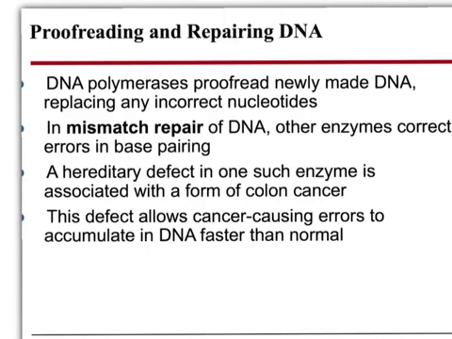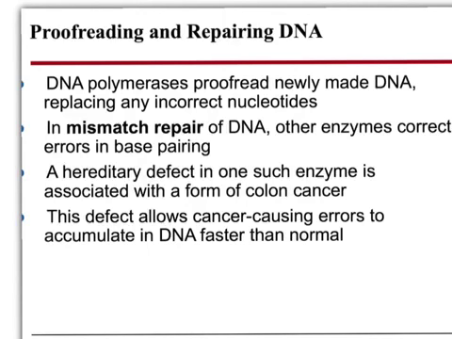So when there's a C to a T base pair instead of an A to a T, an enzyme will recognize that mismatch, cut it out, and DNA polymerase will put the right base in. Simple as that.